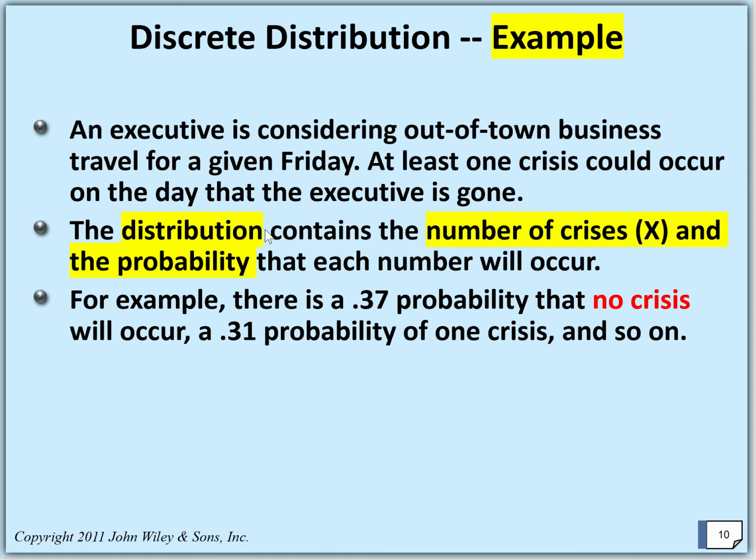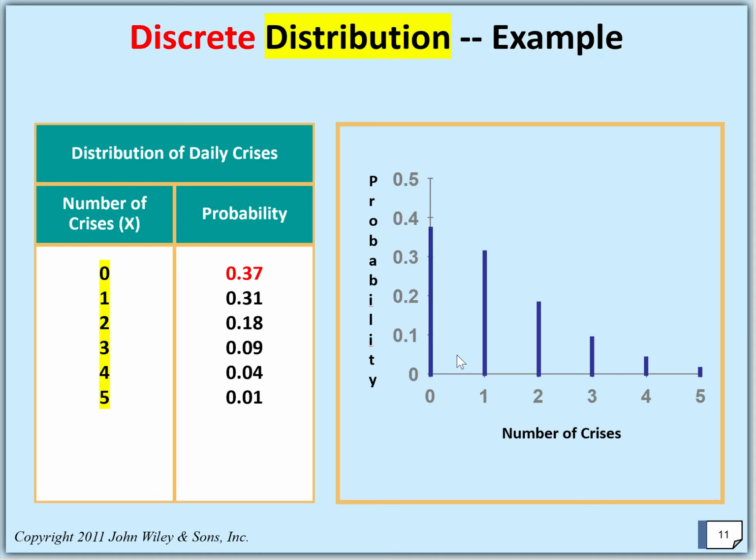Now the executive needs some past data. So if we get the distribution of the number of crises and the probability that each number will occur, 1 crisis, 0 crisis, 2 crises in a day, then we can answer his question. For example, there is a 0.37 or 37% probability that no crisis will occur, a 31% probability that 1 crisis will occur, and so on.